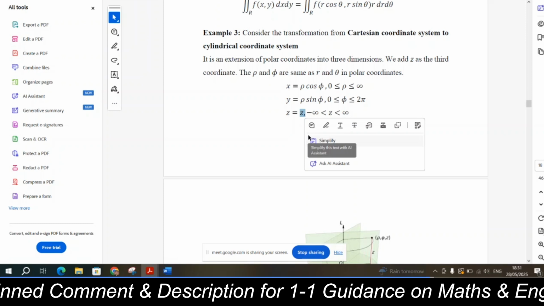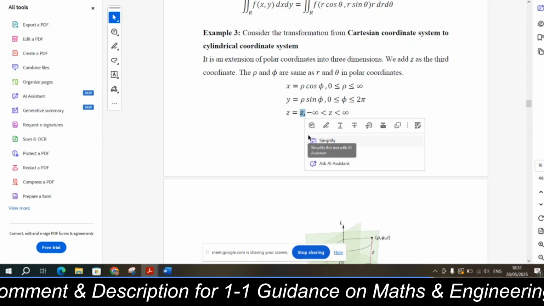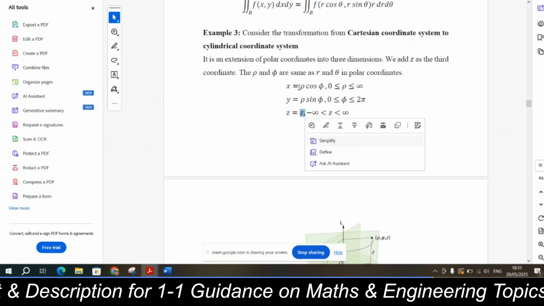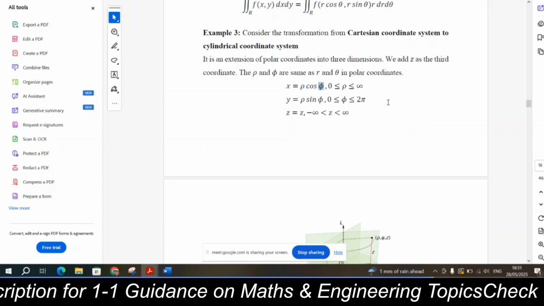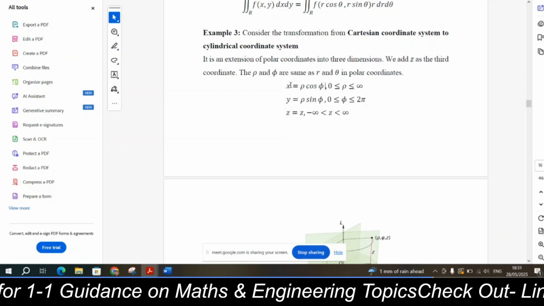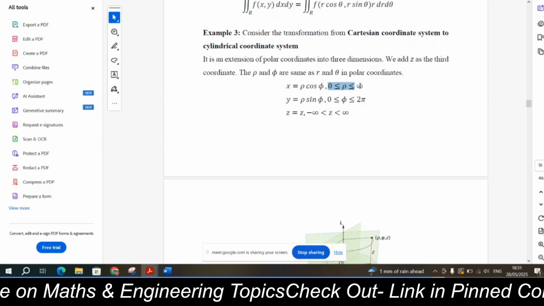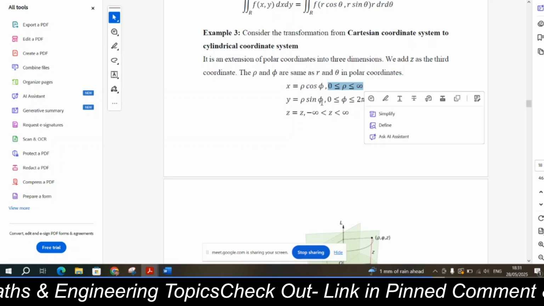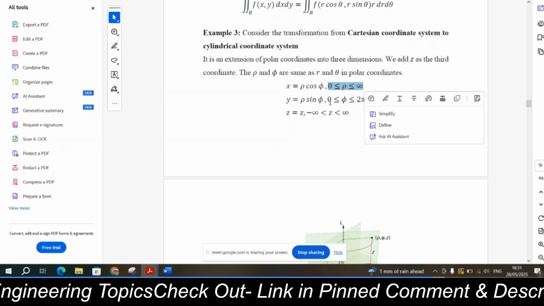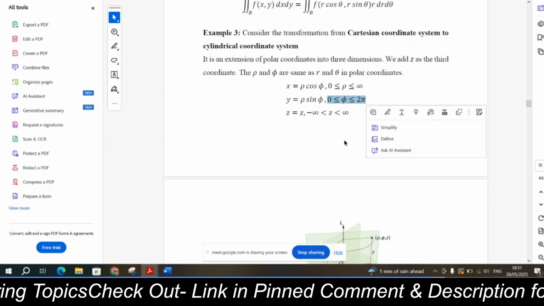Yes, sir. Example 3, let's look at it. Consider the transformation from the Cartesian coordinate system to the cylindrical coordinate system. In the cylindrical coordinate system you have z as the third dimension, but that is not going to affect the dimension. The third dimension will remain as it is, whereas your r and theta are now represented as rho and phi.